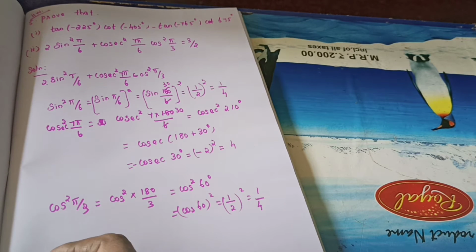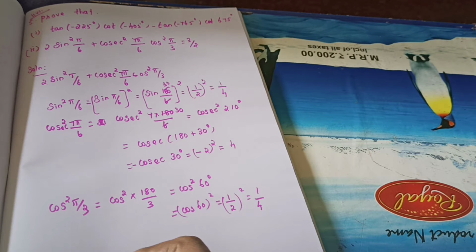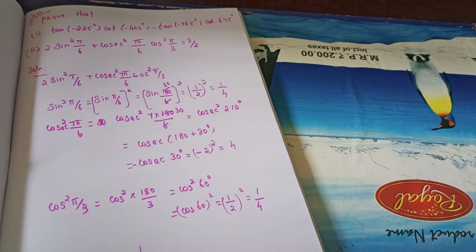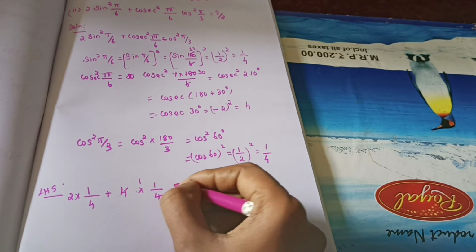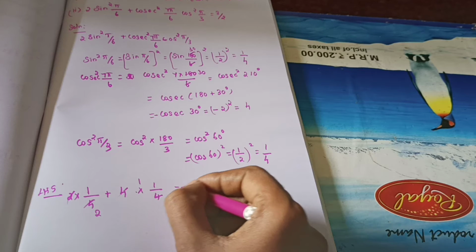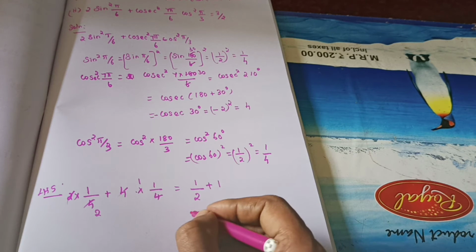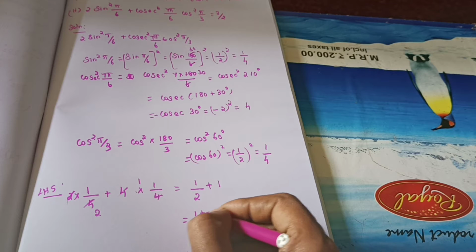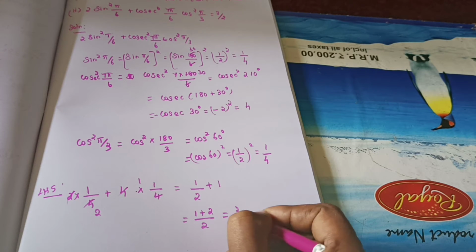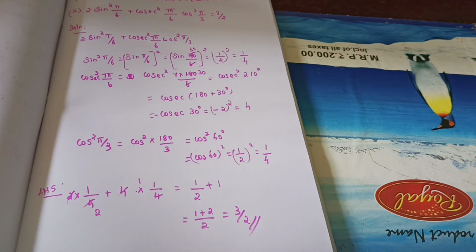So LHS implies substitute 1 by 4. 2 into 1 by 4 plus 4 into 1 by 4. This 2 get cancel. So 1, correct? So that's equal. This also cancel. So 1 by 2 plus 1. So how much you will get? 1 plus 2 by 2. That's equal to 3 by 2. This is the answer. Understand? So very easy. But main thing you need to know all the values. Okay. So you learn that and do it. Understand, students? Okay.